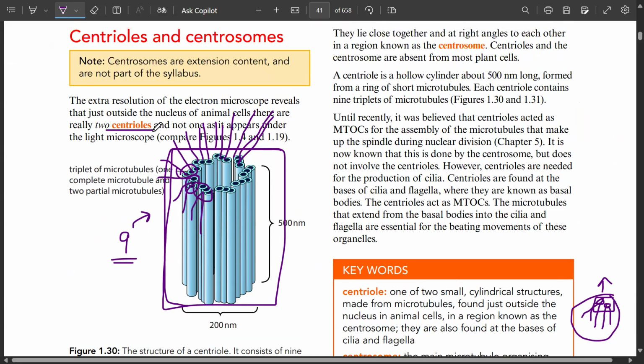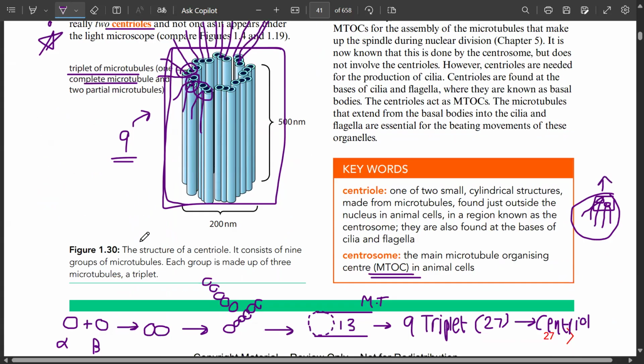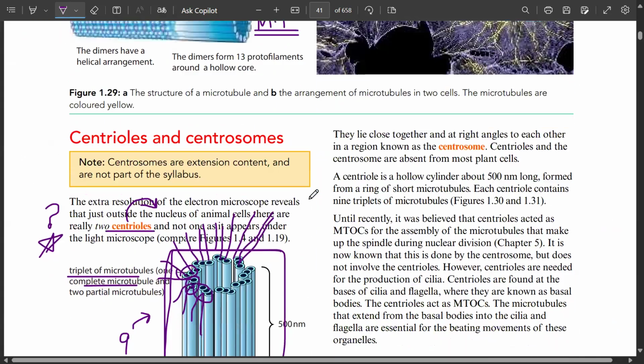These centrioles are just present outside the nucleus. Why? Because they have a very important role in cell division. So technically, in a triplet of microtubules, one complete microtubule and two partial microtubules are formed. We call it a centriole. They lie closer and at right angles. Now, this is one centriole, like you can see over here, and the other centriole would be exactly 90 degrees, lying always inside the cell.